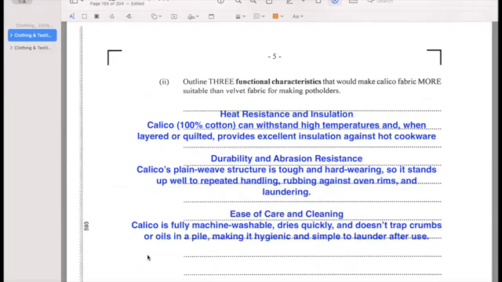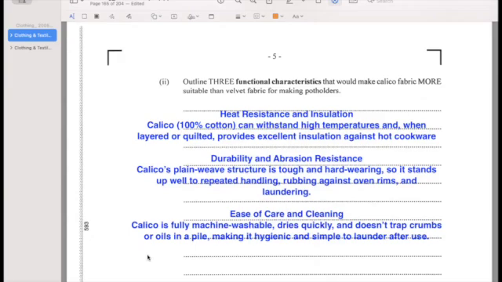Next question: outline 3 functional characteristics that could make calico fabric more suitable than velvet fabric for making pot holders. 1, heat resistance and insulation. So calico is 100% cotton and can withstand high temperature, right? And when layered or quilted, it provides excellent insulation against hot cookware.